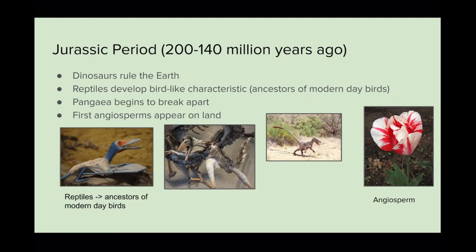The Jurassic period was from 200 to 140 million years ago. This was the prime time for dinosaurs. They ruled the earth and were the dominant animal life on land. Many of the reptiles that survived the mass extinction evolved to have bird-like characteristics, making them part of the evolution of birds. Although life on Earth replenished, Pangaea begins to break apart around this time. The angiosperms also make their first appearance on land.